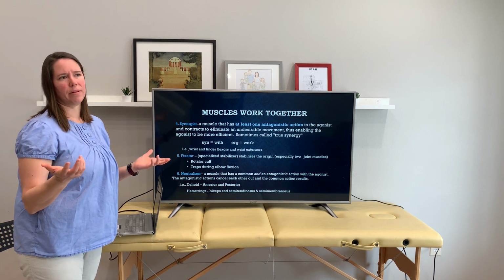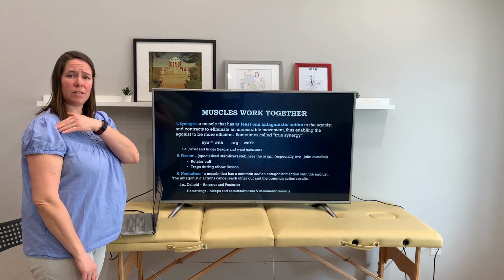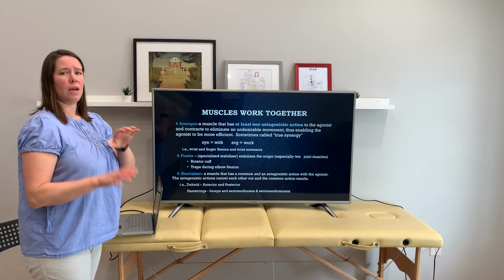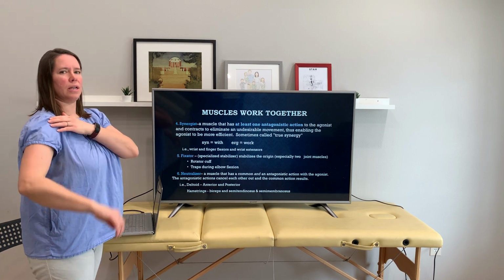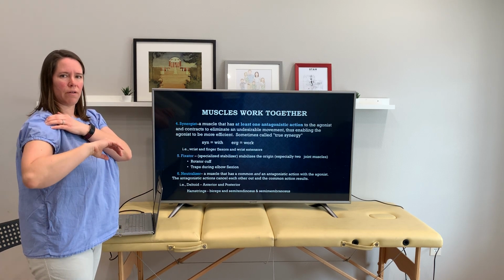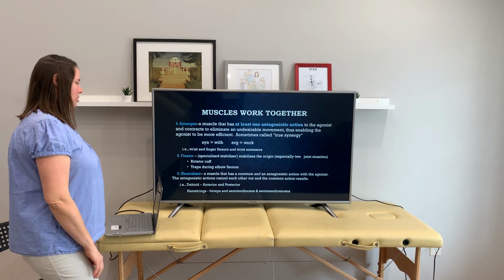Okay, a neutralizer is a muscle that has a common and an antagonistic action with the agonist. Sometimes an example of this is even within the same muscle, like the deltoid that we talked about. The anterior deltoid and the posterior deltoid have opposite actions, but they can all work together and contribute to abduction of the arm in the pure plane, right? Because they've canceled out those other motions.